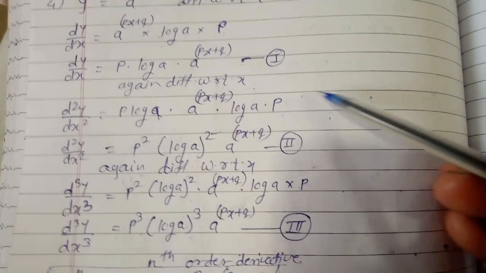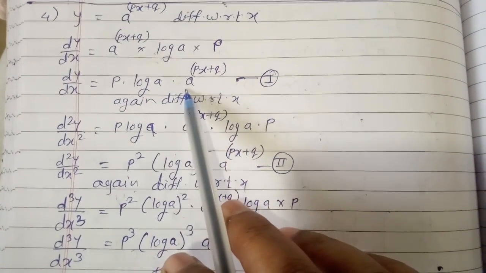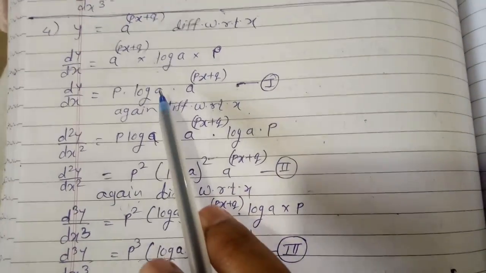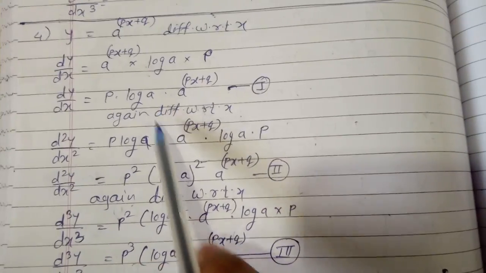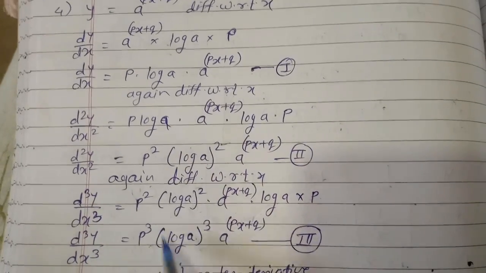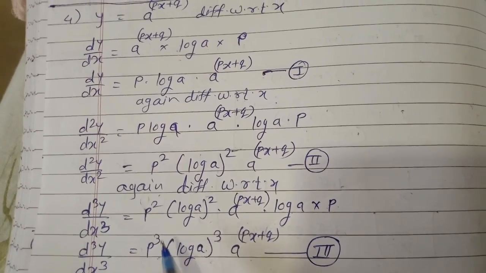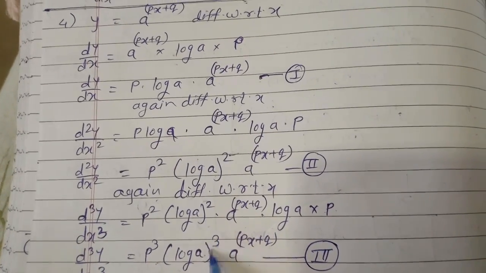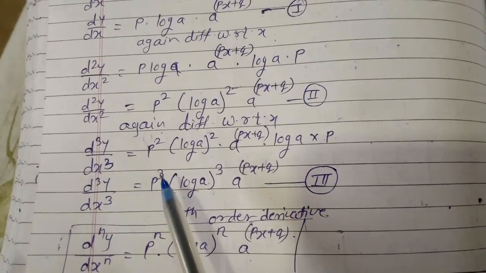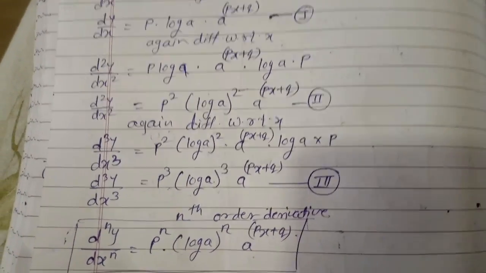So compare these three terms and three equations. So what did we get here? For the first order derivative we get p log a raised to px plus q. For the second order derivative, p square, log a square, and this part is as it is. For the third order derivative we get p cube log a cube a raised to px plus q. So what will be the fourth order derivative? P raised to 4, (log a) raised to 4, and this part is as it is. Similarly, the nth order derivative will be p raised to n, (log a) raised to n, and a raised to px plus q. This is the answer of this example.